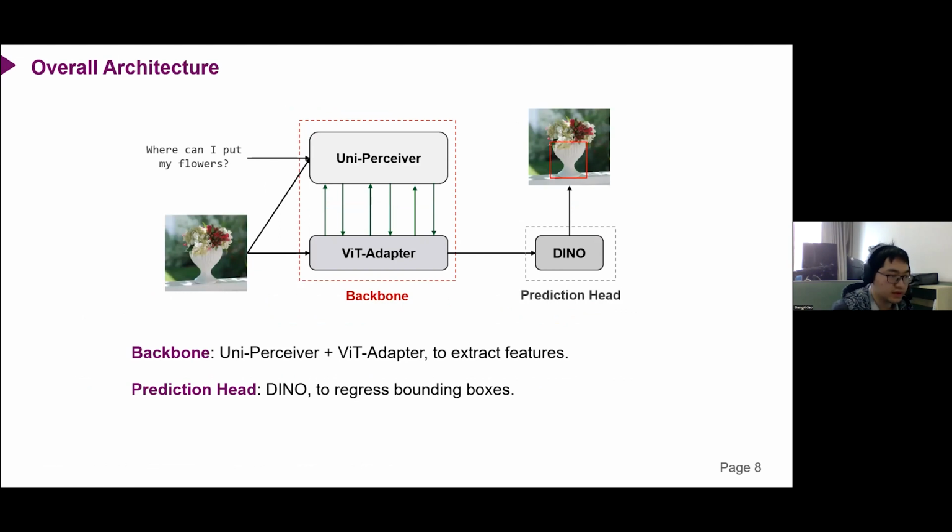And this figure shows the overall architecture of our model. The backbone network is comprised of UniPerceiver and ViT adapter, which extract mixed features from both images and questions. The DINO prediction head is responsible for regressing the target bounding box based on the extracted features.